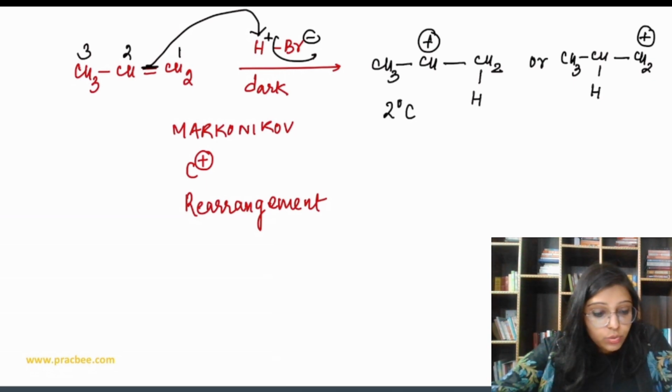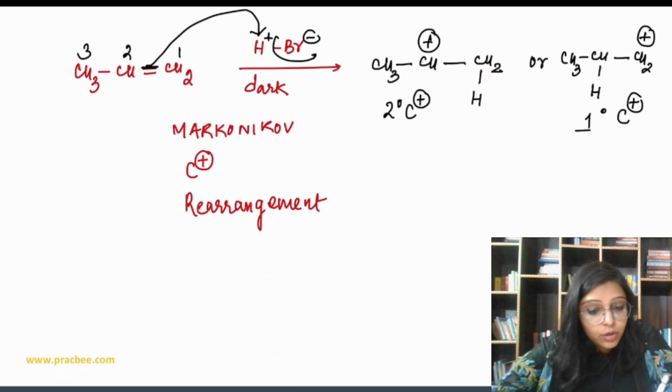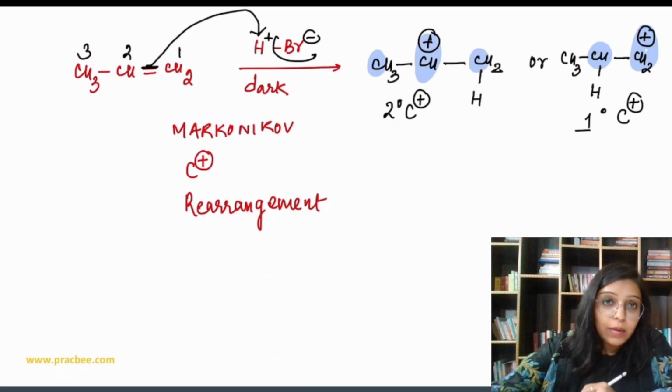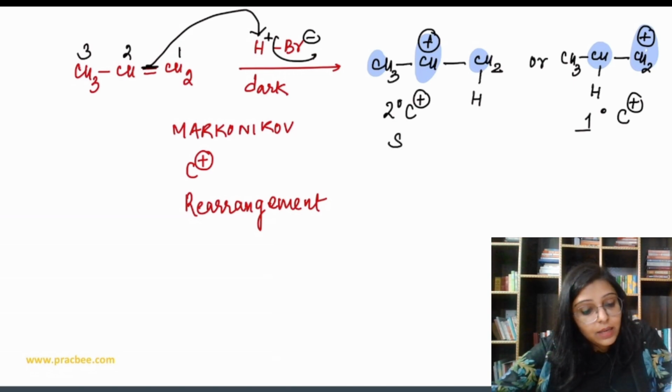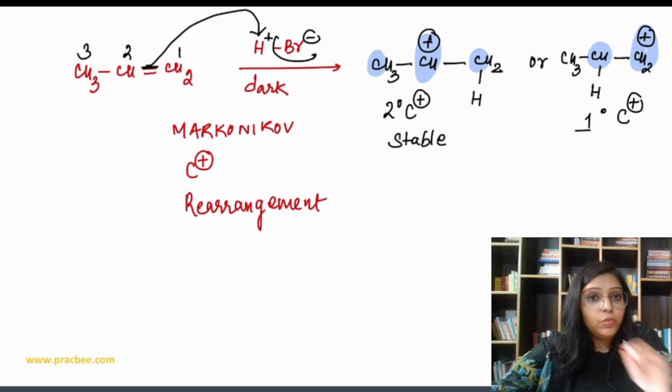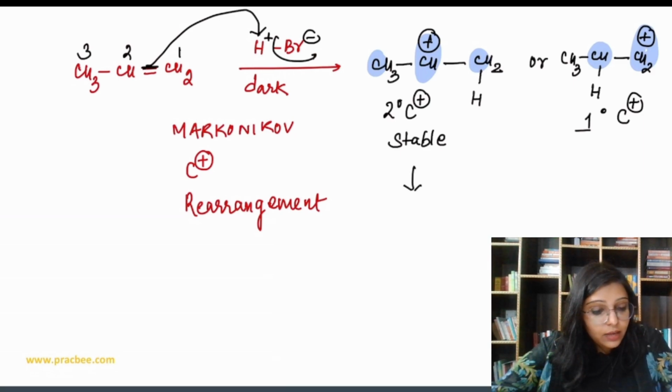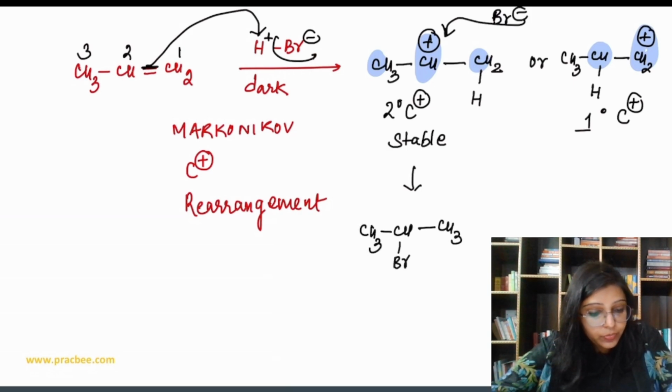So here this is a 2 degree carbocation and here it is a 1 degree carbocation, because this carbocation is bonded to 1 carbon, 1 degree. This carbocation is bonded to 2 carbons, so this is a 2 degree carbocation. So obviously this is more stable, so we get the major product from here. So here we now have Br minus, right? Br minus can attack on this carbon. So we get CH3, CH, Br and here we write CH3. That is with HBr in the dark.